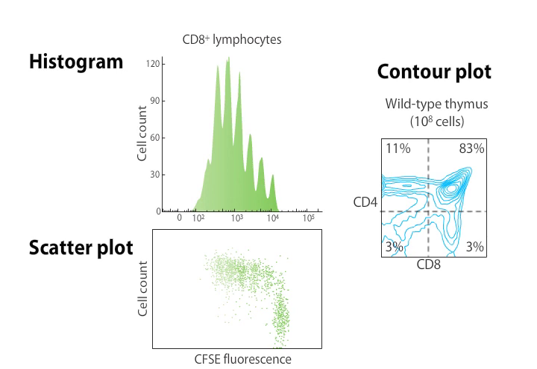Thus, flow cytometry enables scientists to gather key statistical data on large numbers of cells and use that information to correlate multiple parameters within a population.